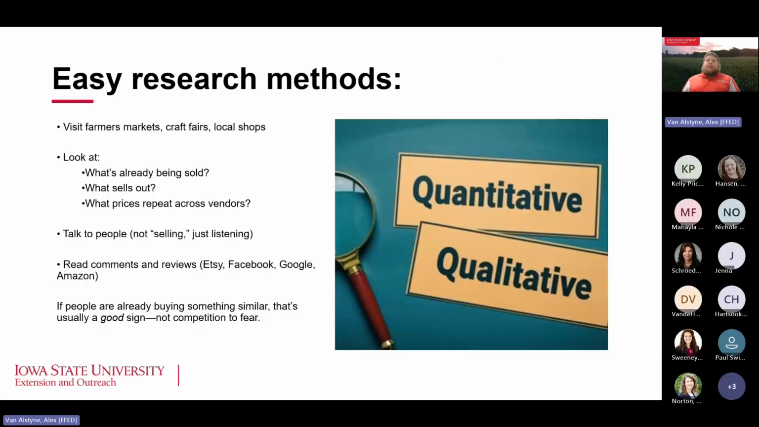You don't need complicated tools to understand your customer. Simple research goes a long way. Visit places like farmers markets or local shops and pay attention to what's selling, what sells out, and how things are priced. Talk to people and listen, and check reviews online to see what customers are saying. And remember, if people are already buying something similar, that's usually a good sign there's demand.